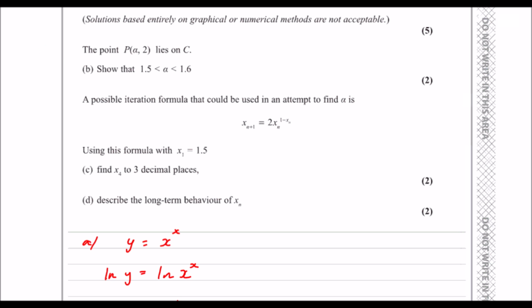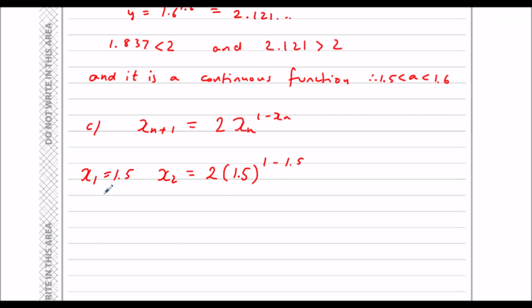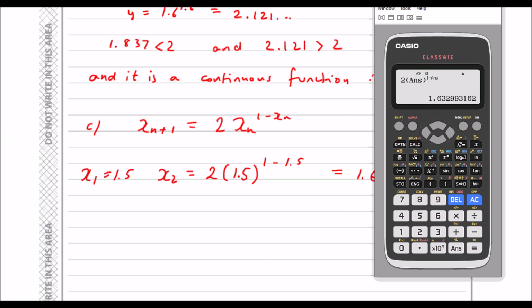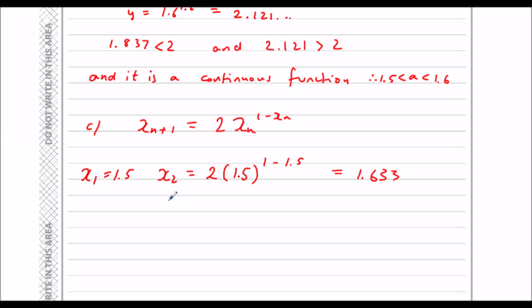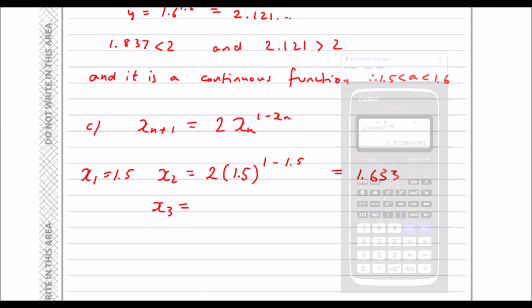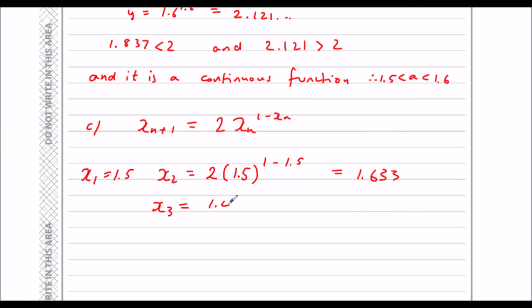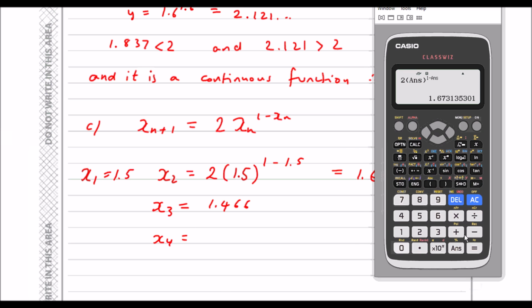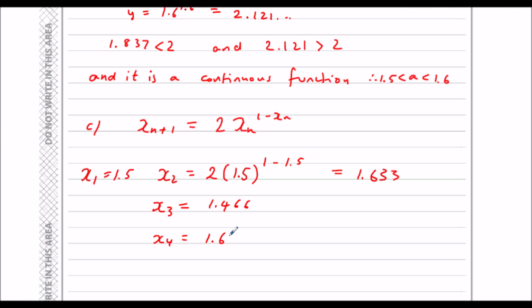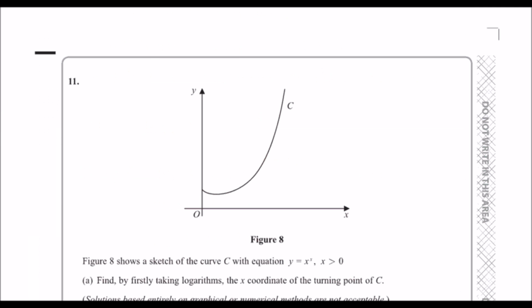So we want x4. We're going to keep going. 1.633 is x3. Press equals again. 1.466 is x4. 1.673. So there's x4.